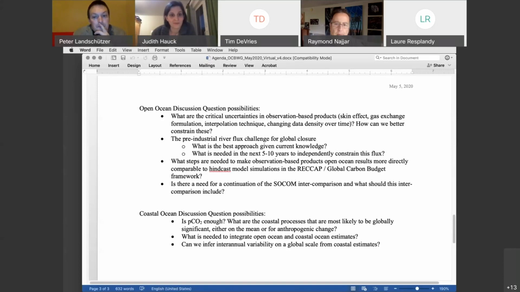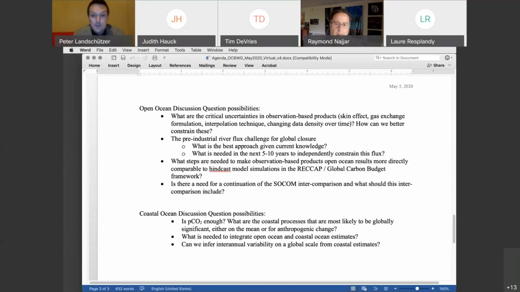But this links to this last point here: if there's a need for a continuation of this intercomparison, what should this intercomparison include? I think this could also be a chance to start a protocol and say, look, when you create or update your methods, please make sure that you include the important factors. For example, make sure that you all have the same area.